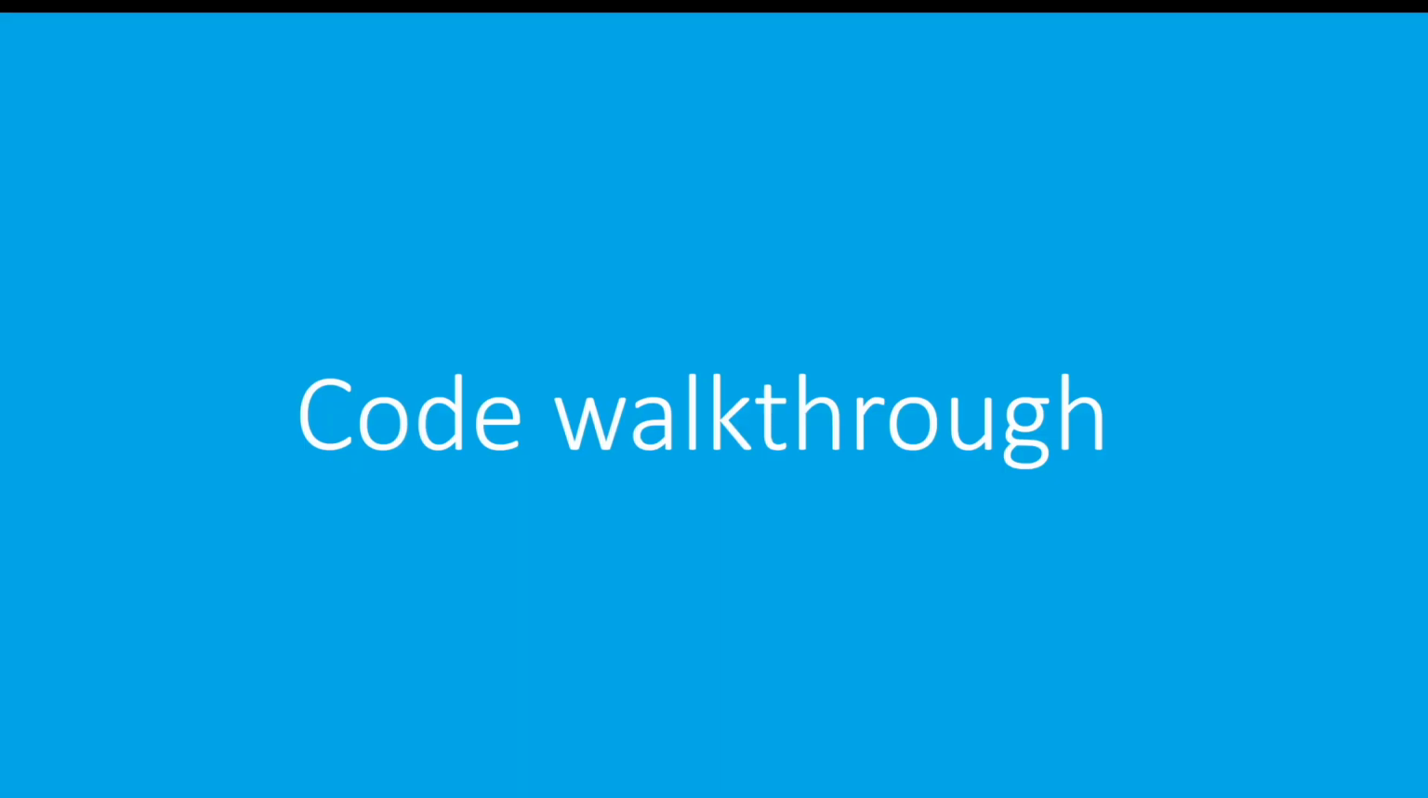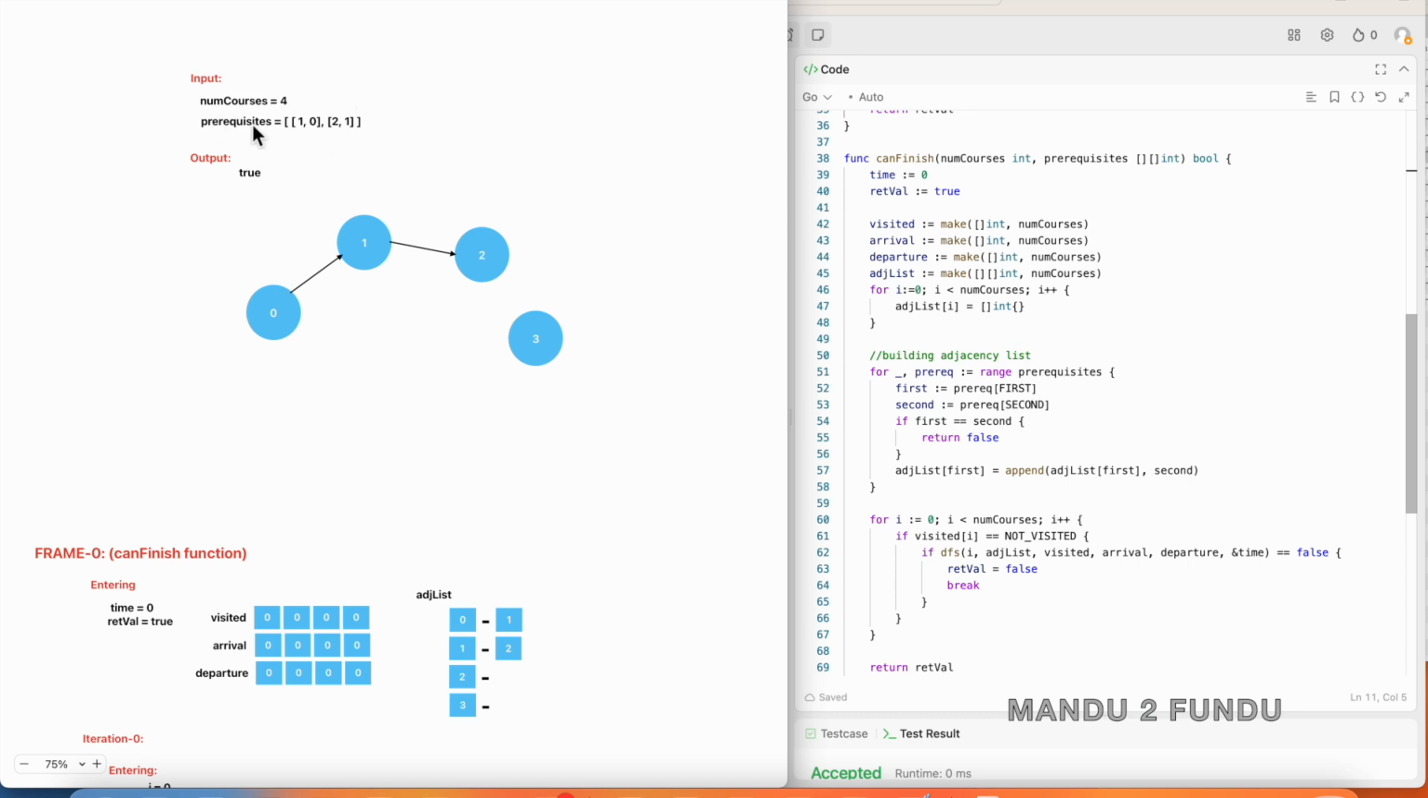Next I'm going to do the code walkthrough with sample input. Let's do the code walkthrough for this input where the number of courses is 4 and the prerequisites contain the dependency between only the courses 0, 1 and 2. It doesn't include the course 3. So we have 2 components in this graph.